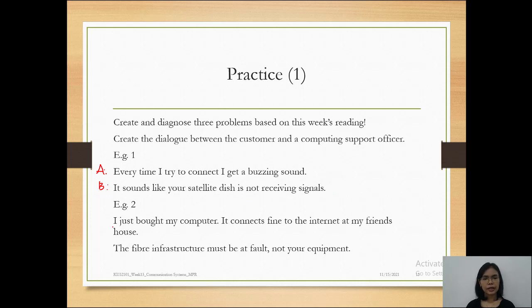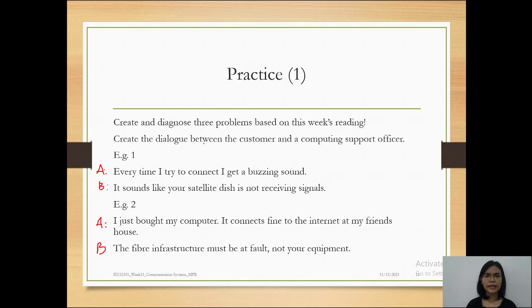And then for example, the second one. A, the customer: I just bought my computer. It connects fine to the internet at my friend's house. And then you, as a computing support officer, will be identifying the problem. B: The fiber infrastructure must be at fault, not your equipment. So you want to give the diagnosis to the problem.